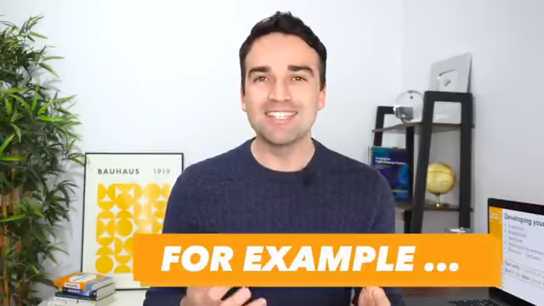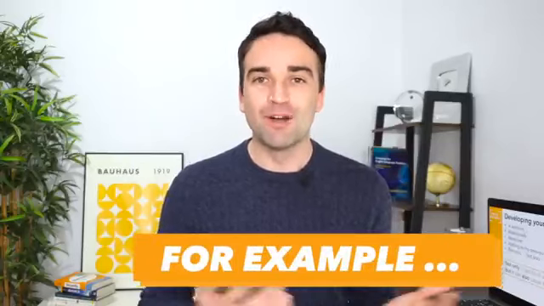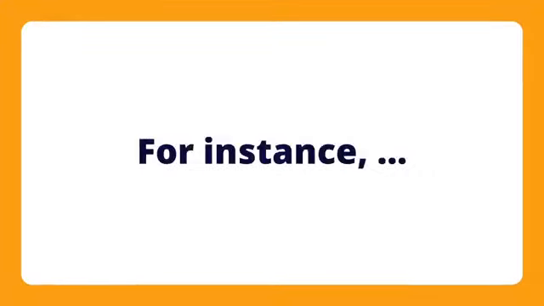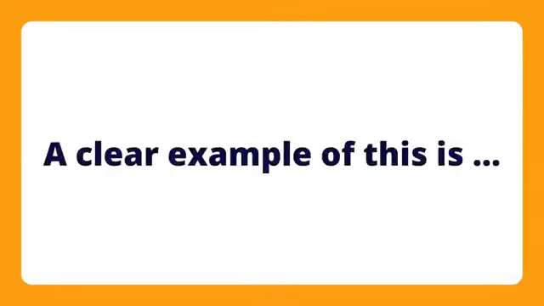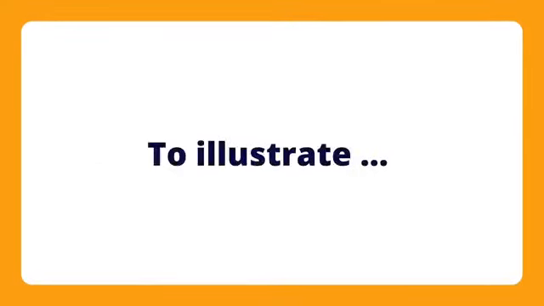And as a teacher myself, when I see my students give examples, I think that's fantastic. However, I see a lot of the phrase, for example. Of course, that phrase is great to use once, maybe twice, but if you're giving lots of examples in your writing, then you want to use different phrases. So instead of for example, you can use for instance, to give a clear example, or a clear example of this is. You could also use to illustrate. These phrases are great to use instead of for example. Let's look at some full sentences and then I'll talk a bit more about them.